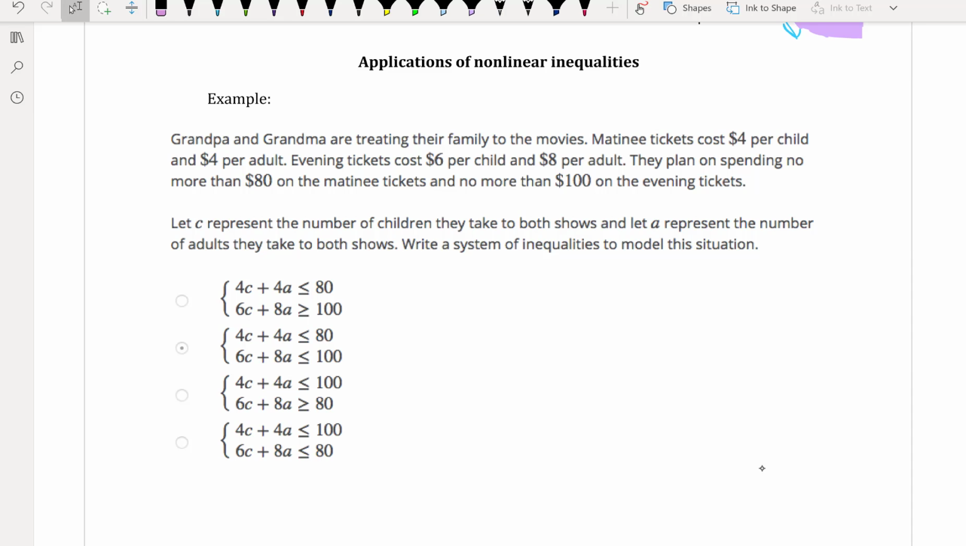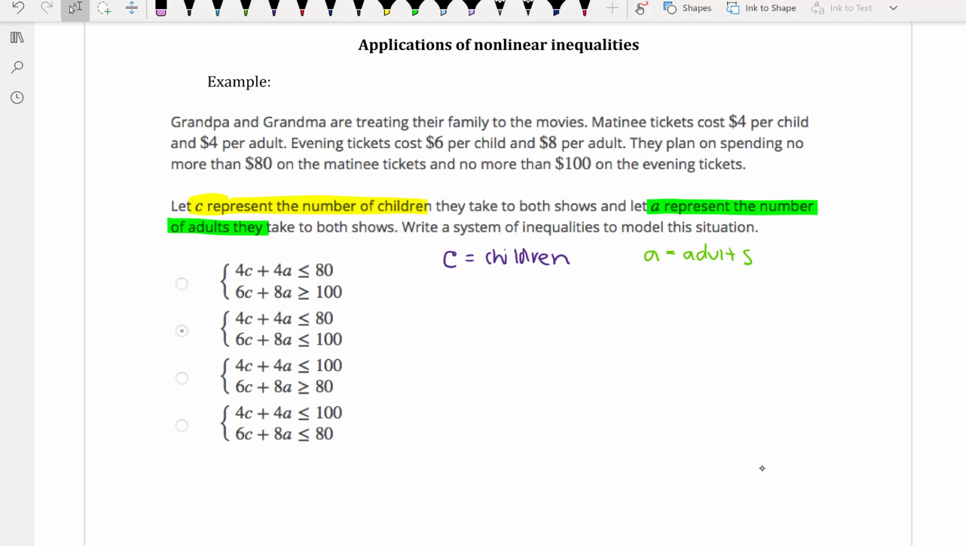So, okay, they don't even want you to solve. They just want you to write the model. So it tells us that they want C to be the children. So C is going to represent the number of children that they're going to be taking. And then it also says that A represents the number of adults they take to both shows. So A is going to equal my adults. So it's the number of children for C and the number of adults for A. Now, let's keep reading here.